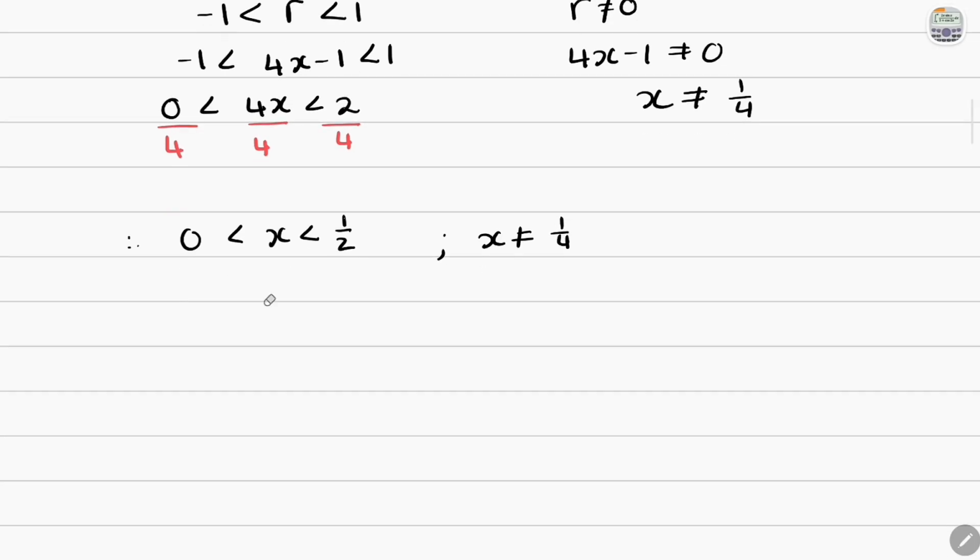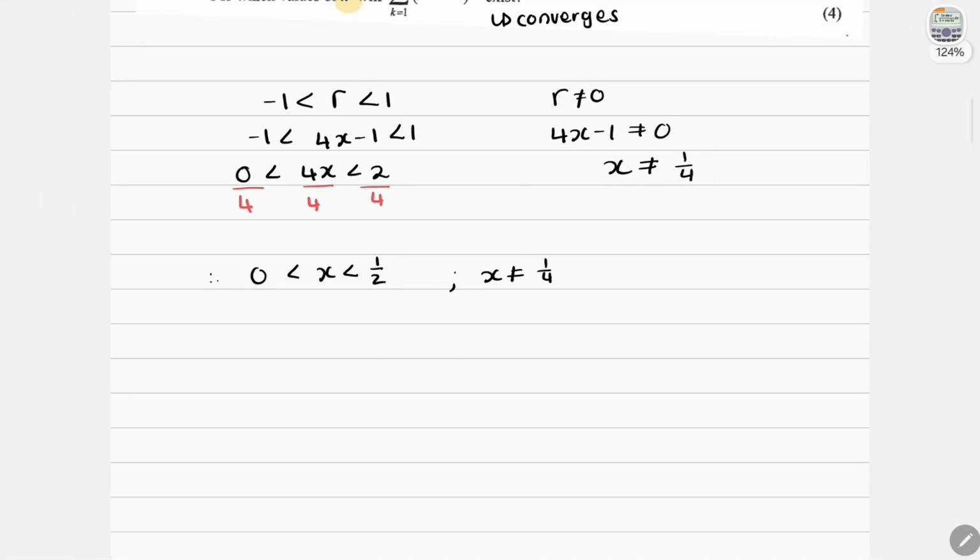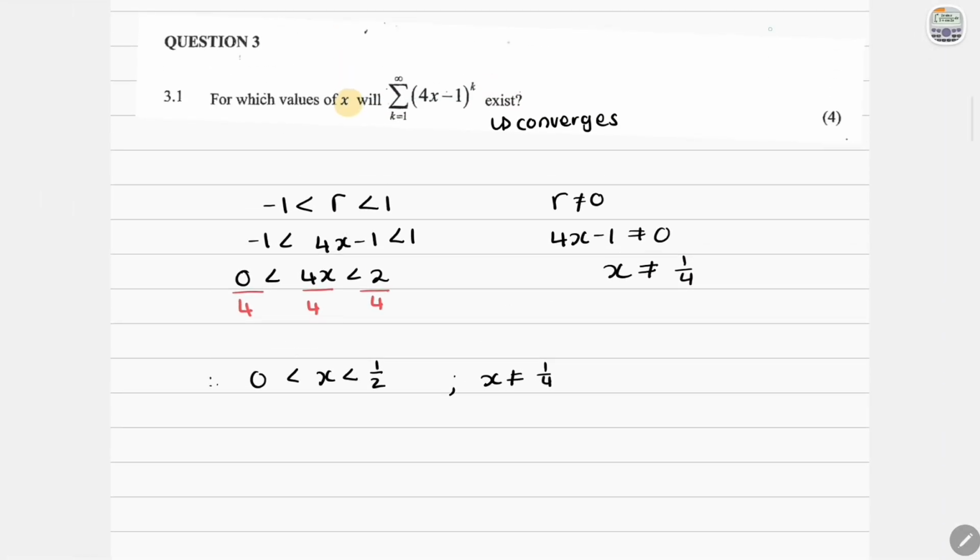1 over 4 would have been included in this. Okay, it's going from 0 to a half. 0 to a half, 1 over 4 is there. Okay, so that is our answer. And moving on to the next question.